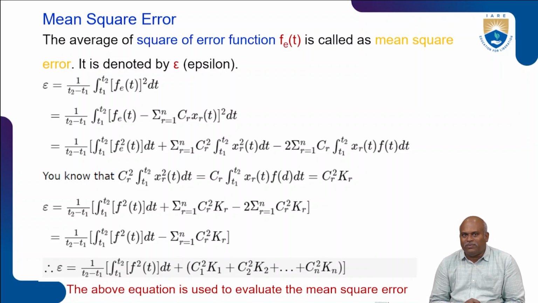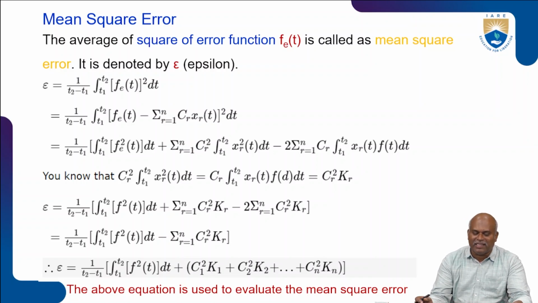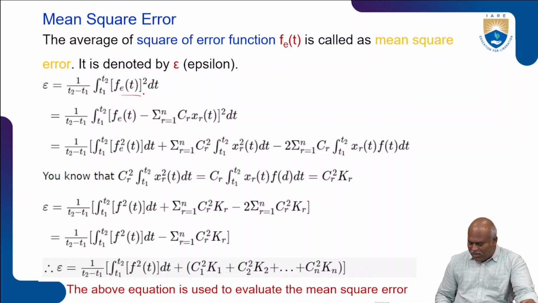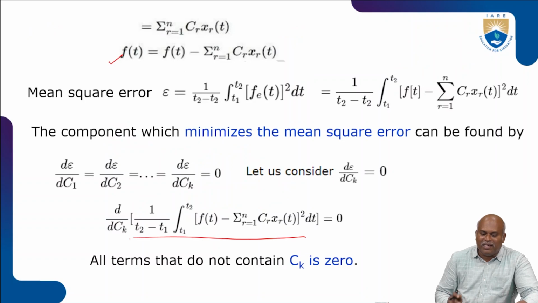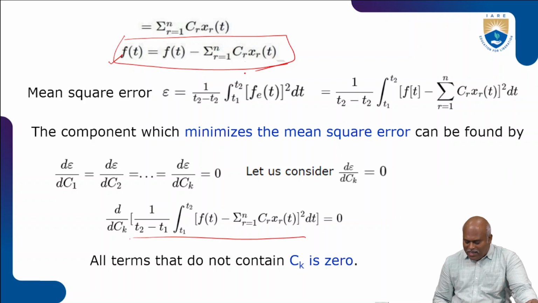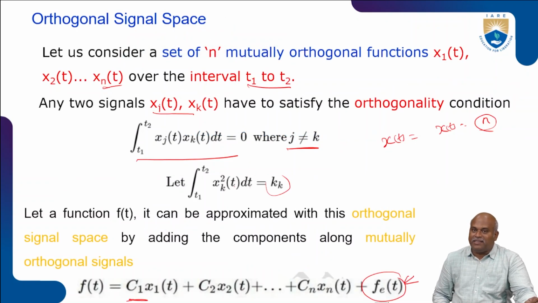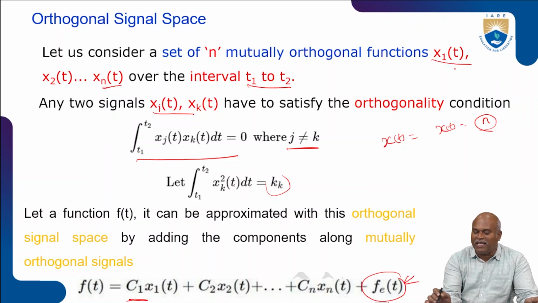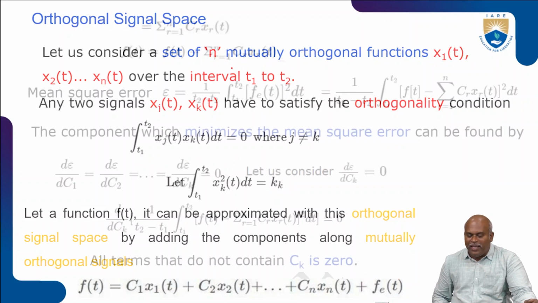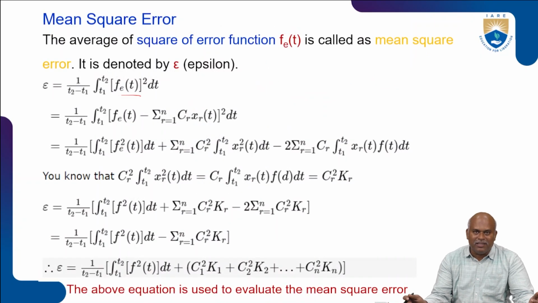The epsilon, what is it? The formula is represented as 1 by (t2 minus t1) times the integration from t1 to t2 of f_e(t) squared dt. This f_e(t) we derived from our differential term condition. We find it for the orthogonal signal space condition, in the x direction as x1, x2 up to x_n, over the interval t1 to t2. Based on this condition, we go for the mean square error.